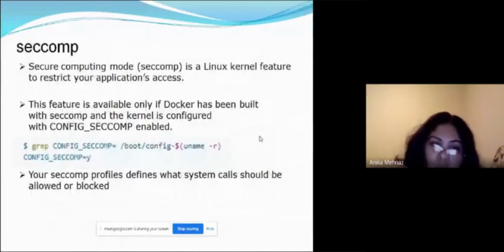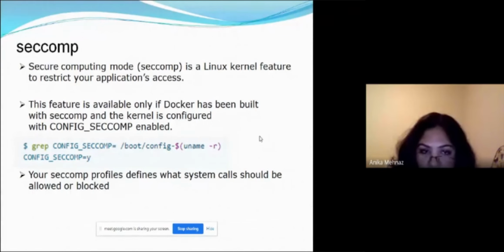The next one is seccomp. Seccomp is a secure computing mode. It's a Linux kernel feature to restrict your application's access. This feature is available only if Docker has been built with seccomp and the kernel is configured with CONFIG_SECCOMP enabled. You can check using the following command, and if it shows Y, then you know that it's enabled. Your seccomp profiles define what system calls should be allowed or blocked.